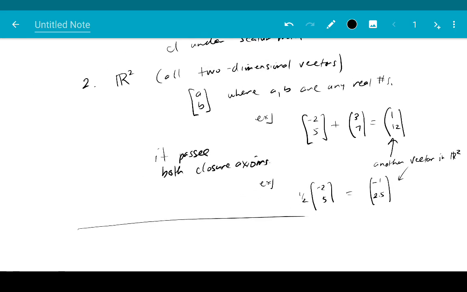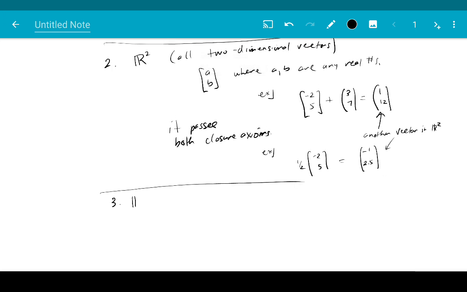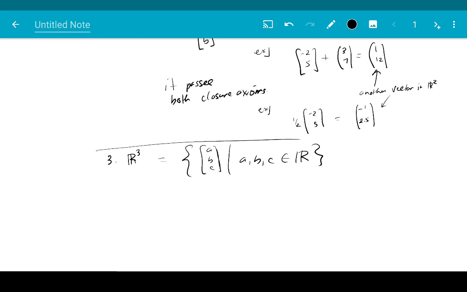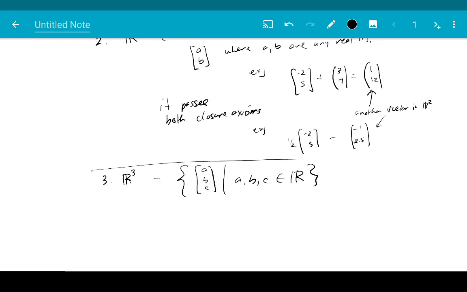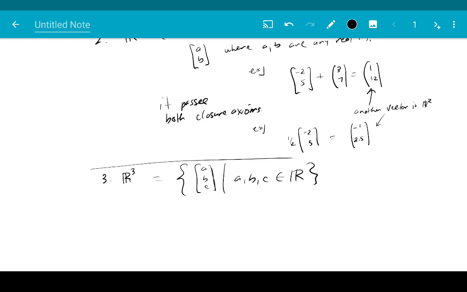Okay, well, you might think there's nothing special about R2. What about R3? R3, in set notation, is the set of all (a, b, c), all 3-dimensional vectors, where a, b, and c are real numbers, right? That's really what R3 is. Well, it's the same idea as R2. If I add two 3-dimensional vectors together, I get another 3-dimensional vector. Since our set contains all of them, it must be in there, so it's closed under addition. And also, if I multiply any 3-dimensional vector by any scalar, I get another 3-dimensional vector.